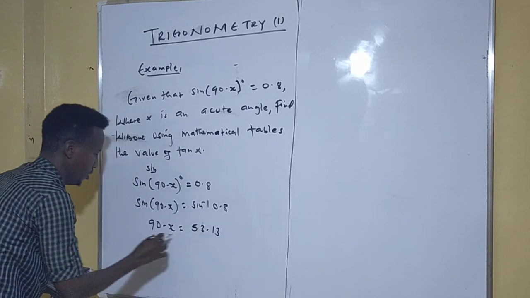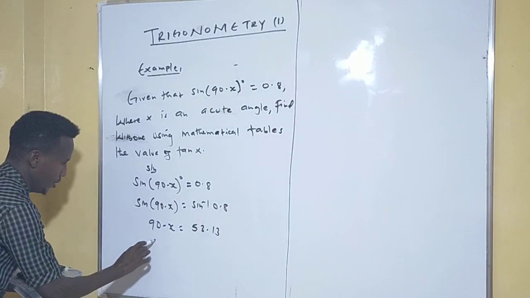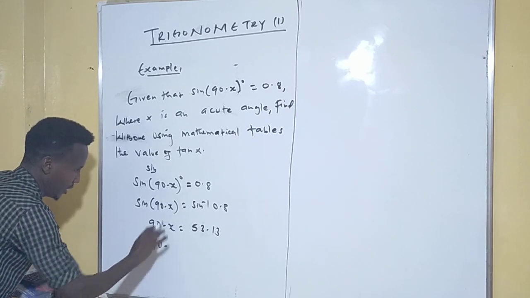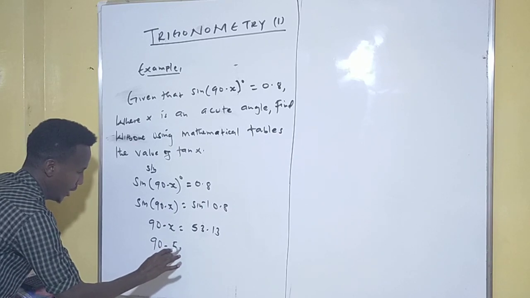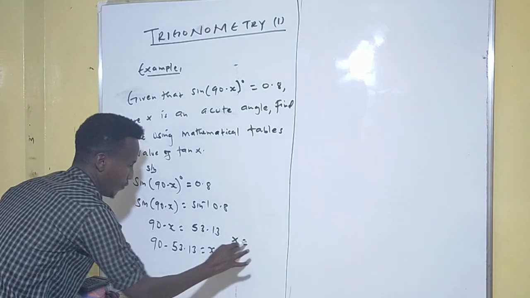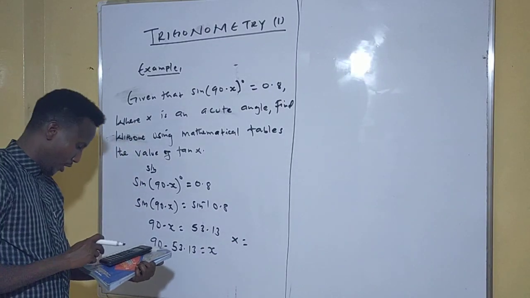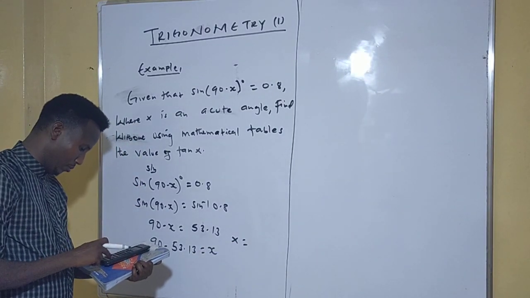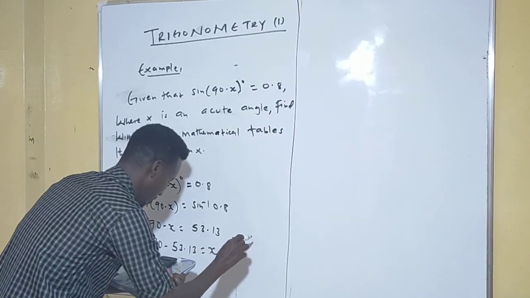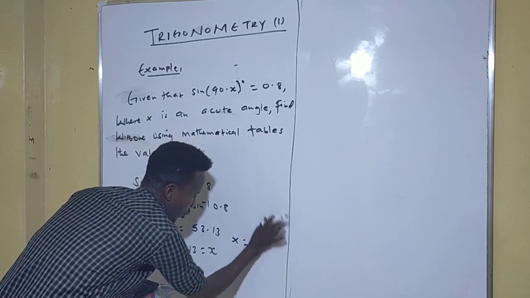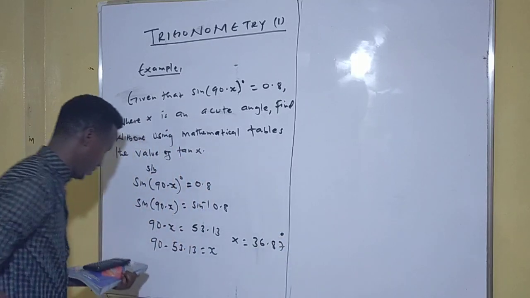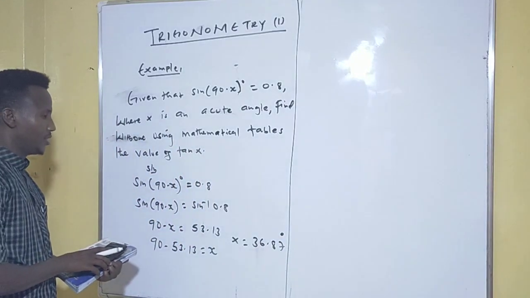53.13. So take this to the other side. You will have 90 minus 53.13 is equal to x. Therefore x will be 90 minus the answer. X is equal to 36.87 degrees.